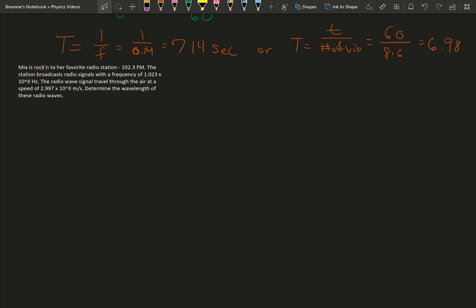So radio waves, you'll find out, are light waves. I know it's weird. You're like, but it's sound. It's radio. There should be sound. Nope. Radio waves are actually light waves. That's how they're able to go from all over the world. It's because they're light waves, not sound waves.